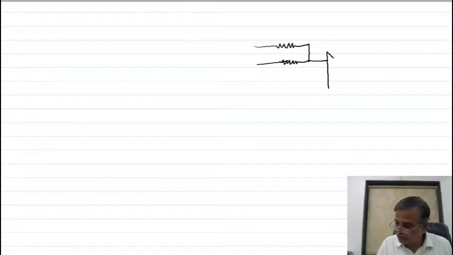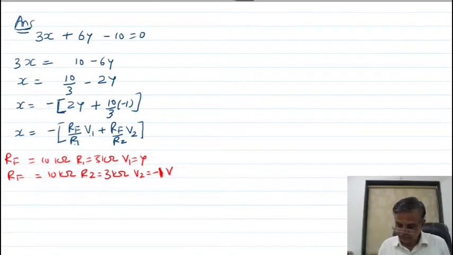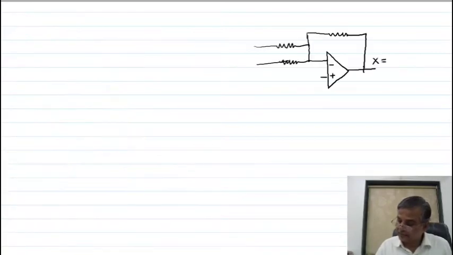This is your inverting. You will get the X here, X you have written, 10 by 3 minus 2y. You will get 10 by 3 minus 2y here. This is Rf, you have taken 10 kilo.